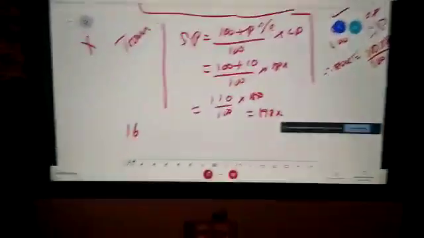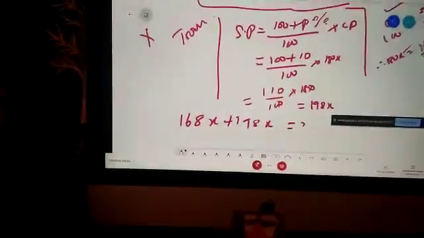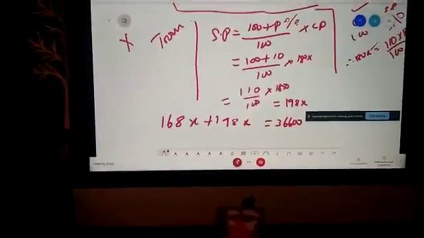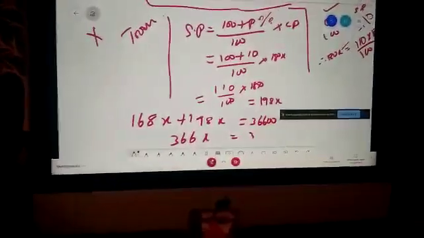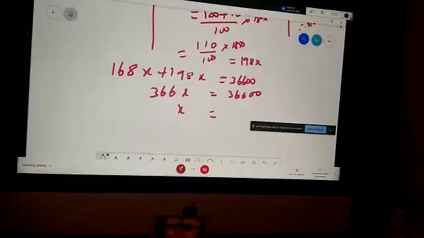After that, we have found the selling price of the trousers separately and the selling price of the shirt separately. So 168x plus 198x I should add. I will be getting 366x, which is equal to 36600. So what is x? What should I do?